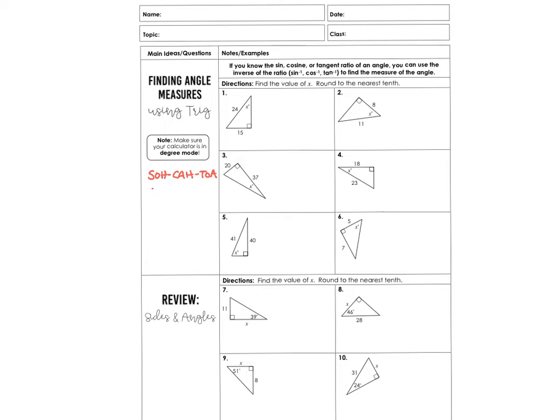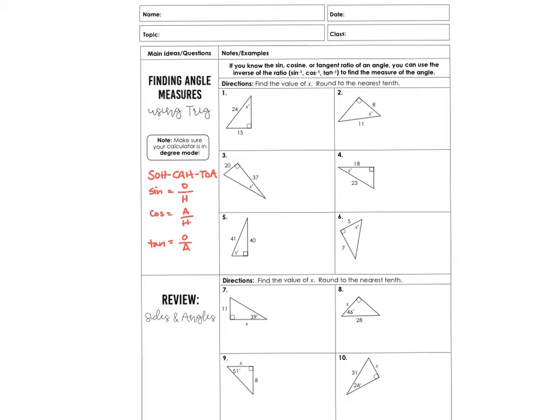Remember, sine is represented by opposite over hypotenuse. Cosine is represented by adjacent over hypotenuse. And tangent is represented by opposite over adjacent. So that's what SOHCAHTOA stands for.